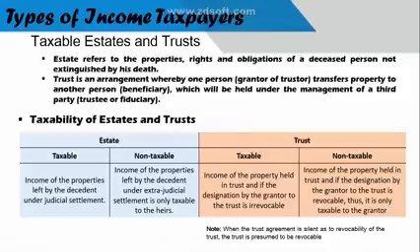Next, taxable estates and trusts. Of course, when we say the estate class, estate refers to the properties, rights, and obligations of a deceased person, not extinguished by his death. So, when someone dies, these are the inheritance, the properties left by the deceased person or individual. If a rich person dies, he has already acquired properties. Okay? So, they are called estate.